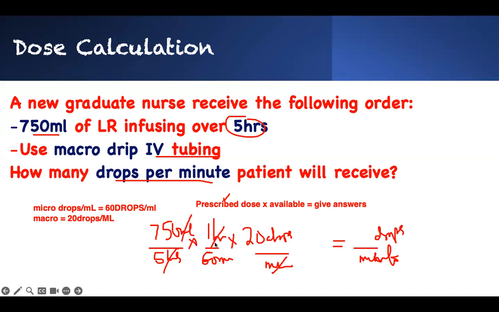So ml cancels ml. I'm left with 750 times 20 drops over 5 times what? 60 minutes. That's all. And that should give you drops per minute. That's your answer right there. This is the way the answer will be done. And the answer that you get is 50 drops per minute. So this is how many drops you're going to get per minute. It's not that difficult. You just have to write it this way. So this is the first one.